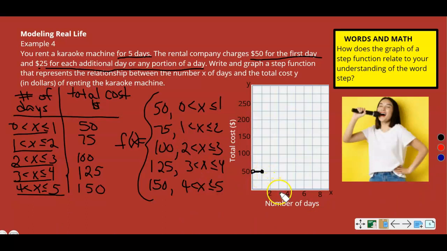All right, now $75. Okay, so this is $50, this is 100, so that means this line here is $75. Day 1 is going to be an open circle, because day 1 is included in this $50 cost, and then it's going to be $75 for any part of that second day. So I'm going to have a closed circle here, and I'm going to have that constant function. It's going to be that same cost for any part of that day. And you can see the steps starting to form here.